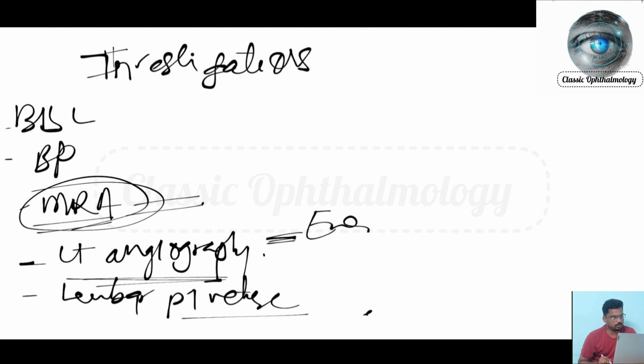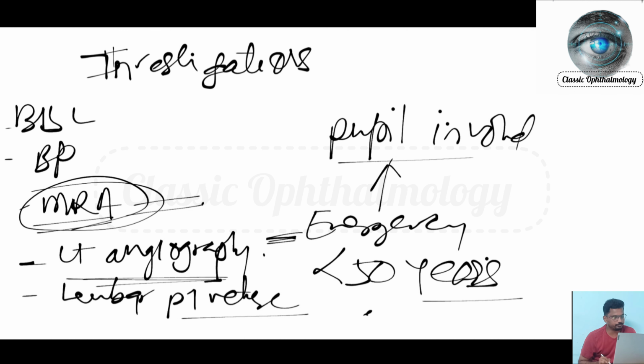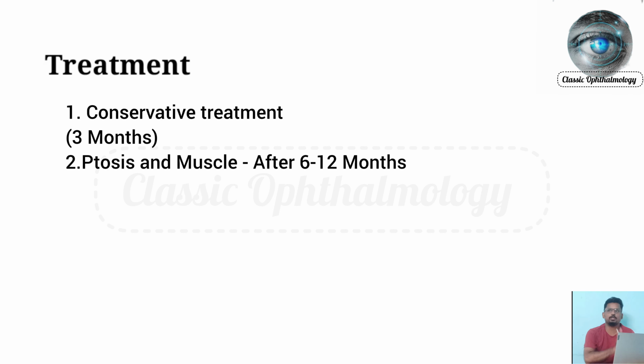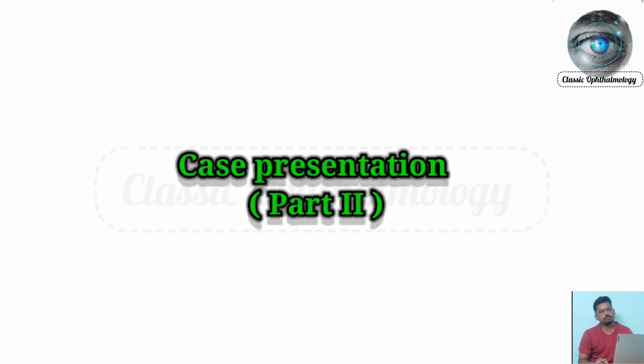Okay, as early as possible, especially in the age group of less than 50, because tumors and aneurysms are uncommon, and pupillary involvement in those less than 50 years is an emergency investigation indication. Now treatment: usually third nerve palsies are self-limiting or require conservative treatment, and they usually regress by 6 to 12 months. Any complications of third nerve palsy like muscle involvement or ptosis should be considered for surgery only after 6 to 12 months. Okay, so these are a few important points.